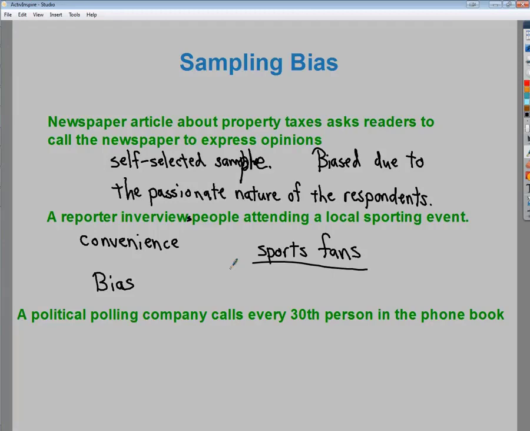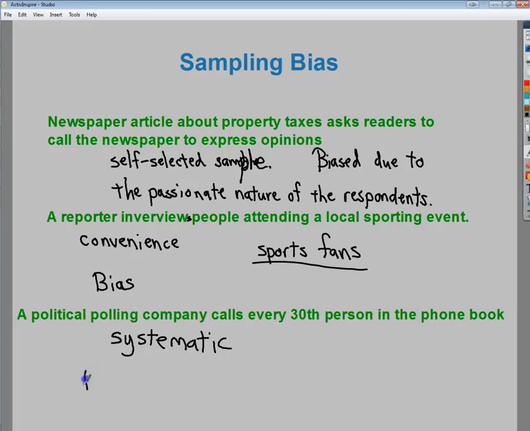And the last one says, a political polling company calls every 30th person in the phone book. So basically, they take the entire phone book and they call the 30th person each time. This is a systematic sample, because there's a system in place. Anytime it says every 30th person or whatever, it generally means that it's systematic. Now, is there bias in it?